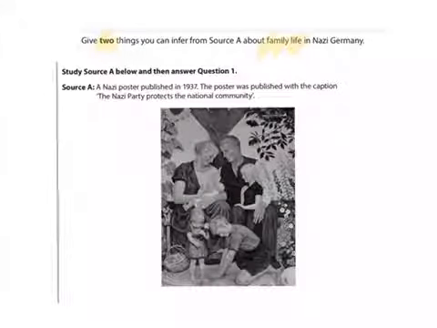Okay, so what can we see in this very famous Nazi propaganda poster? You can see a woman breastfeeding a small baby with her husband. If you notice how many children they have, including the baby, 1, 2, 3, 4. So what are the things we can start to infer from this source?